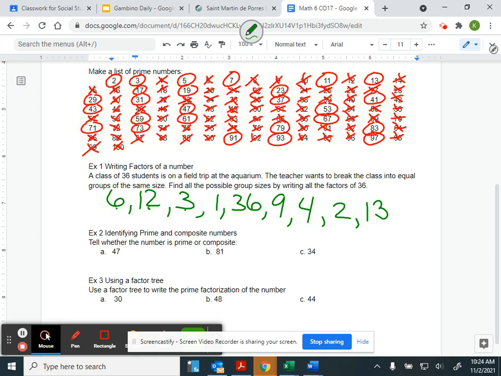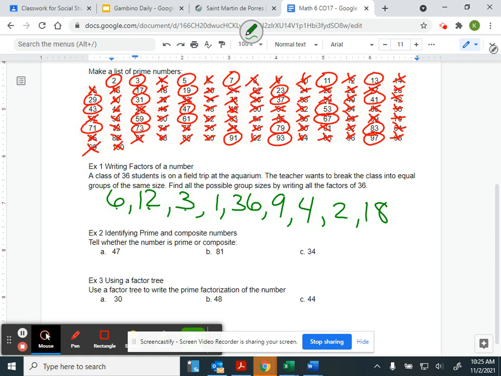Yes, 18 times 2 is 36. You're right. Thank you. So when you're looking to find out possible group sizes, think about your factors. Look at those factor buddies.